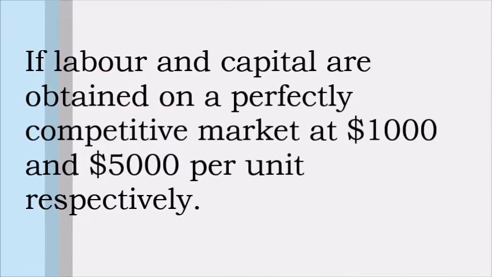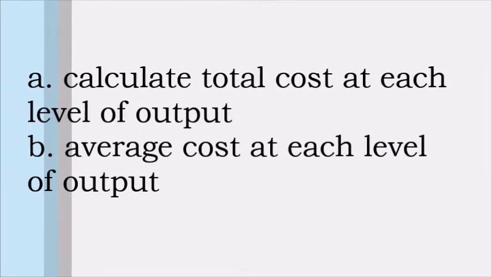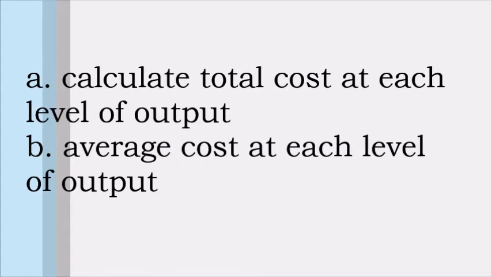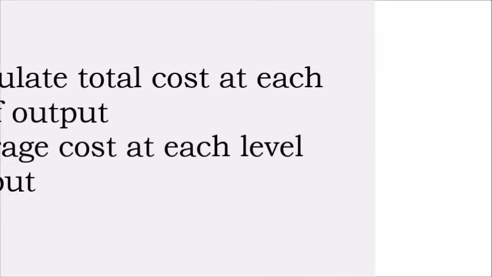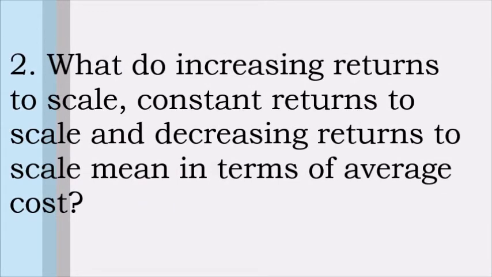If labor and capital are obtained on a perfectly competitive market at $1,000 and $5,000 per unit, respectively, calculate A. total cost at each level of output, B. average cost at each level of output. 2. What do increasing returns to scale, constant returns to scale, and decreasing returns to scale mean in terms of average cost?